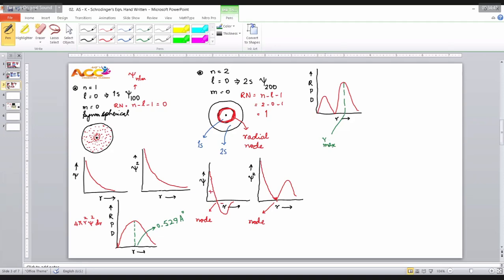It is the value of R at which we have maximum RPD value, maximum probability, maximum total probability. And what do you expect here? You said 0.529. Here, what do you expect? Sir, I am expecting 0.529 into n squared by Z. Suppose hydrogen atom. That is how much? 4 9s are 36, 4 2s are 11, 4 5s are 21. I should expect this much, but bad luck, I got value 2.7 angstrom units.